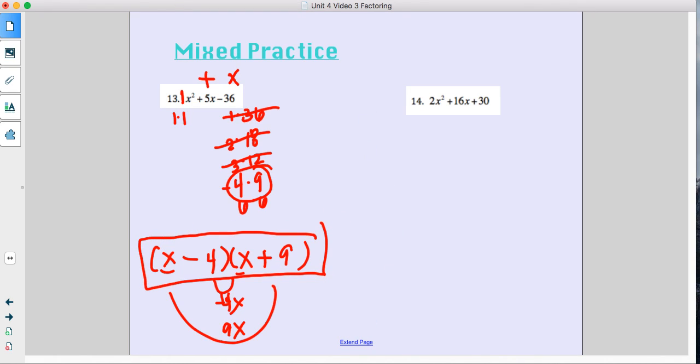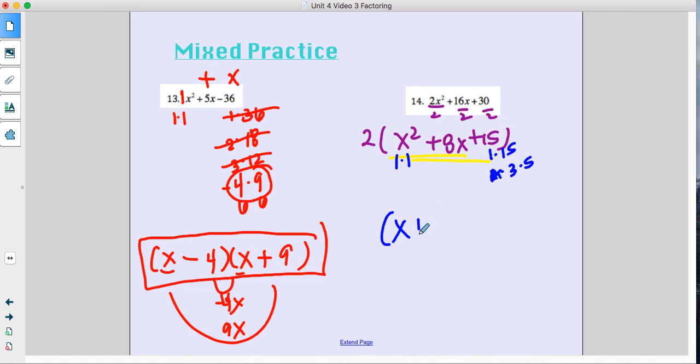Okay. Number 14. I look at it. Always check for GCF. Are they all divisible by the same thing? Yes, 2. So I would put a 2 out in front. If I do that, divide essentially all things by 2 and write it here, I would have x squared plus 8x plus 15. Now, this part I need to check to see if I can factor it. So this is 1 times 1, and this is 15. So we'd have 1 times 15, 3 times 5. So here are my options. So what multiplies to 15 but adds to 8? 3 and 5.